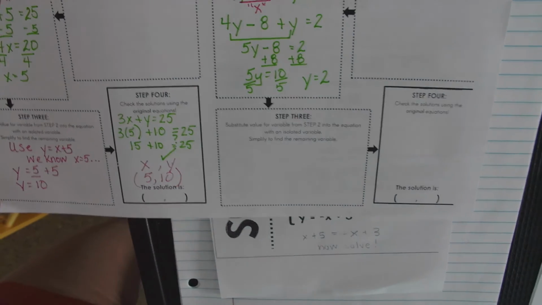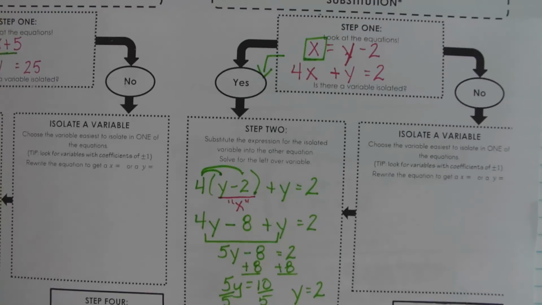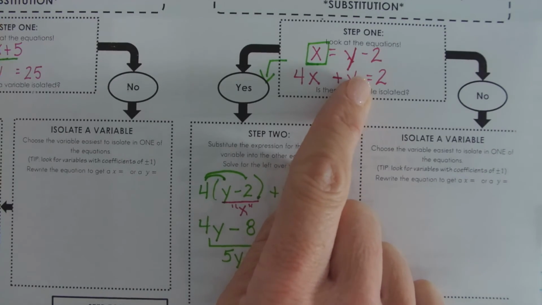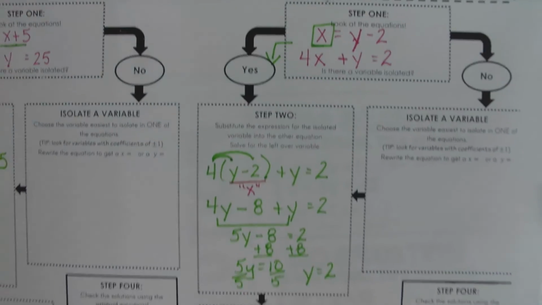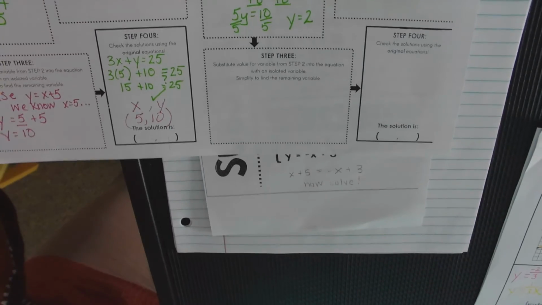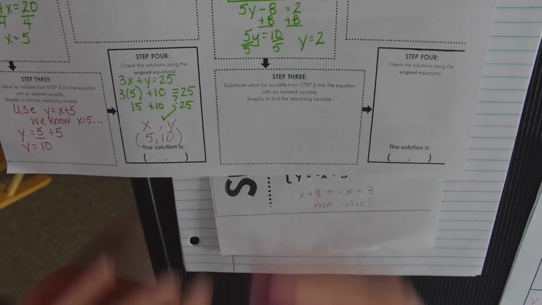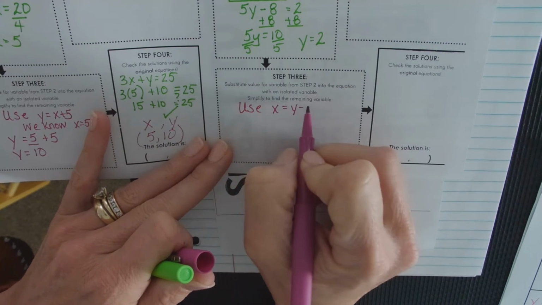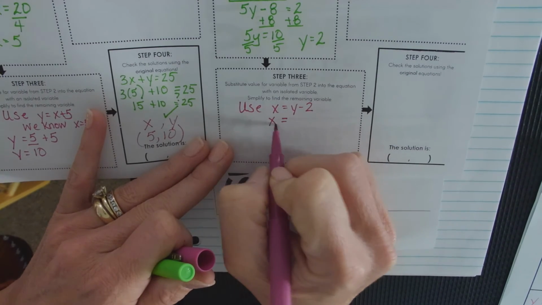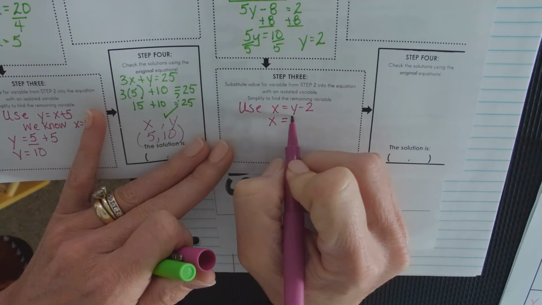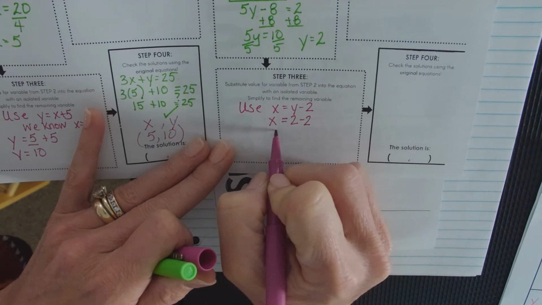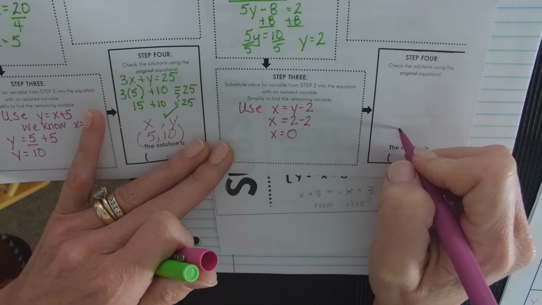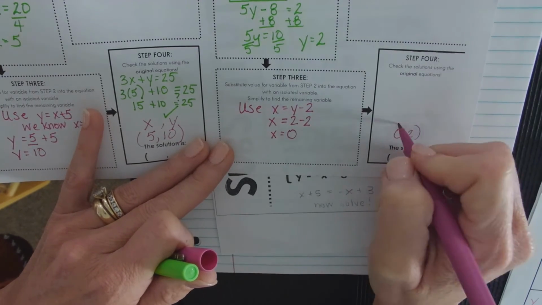What's the easier equation to do this part in? The top one. Again, does it matter? No. So you're going to now find x. We will use x equals y minus 2. Substitute in 2 minus 2. Guys, x is equal to what? 0. So we have 0, comma 2.